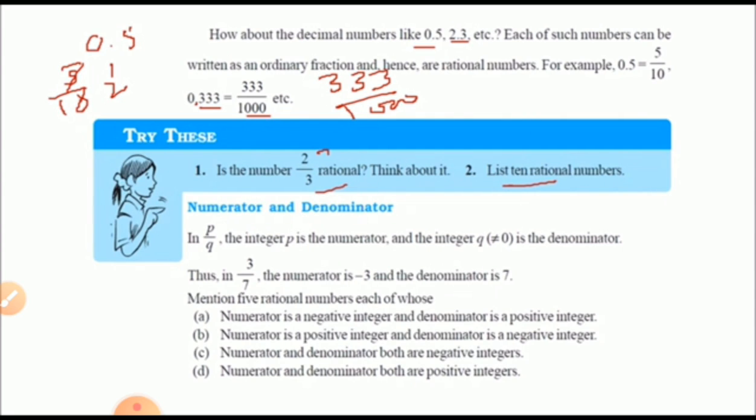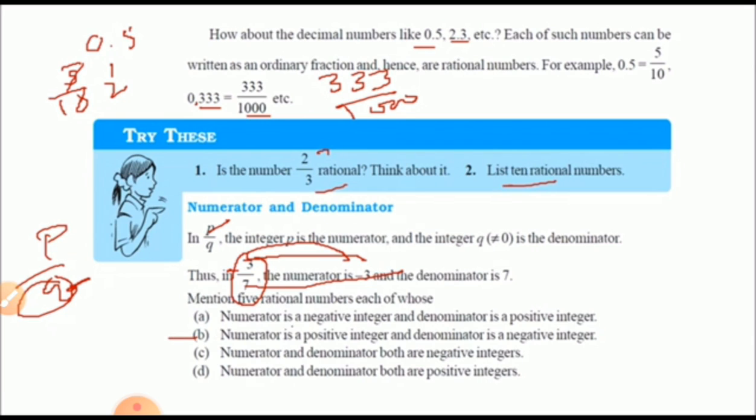Is the number 2/3 rational? Think about it. Second, list the rational numbers. Now, numerator and denominator. Dear students, we know the number written above the line is called the numerator, and the number below the line is called the denominator. Here, minus 3/7, or you can say 3/7, 3 is the numerator and 7 is the denominator.